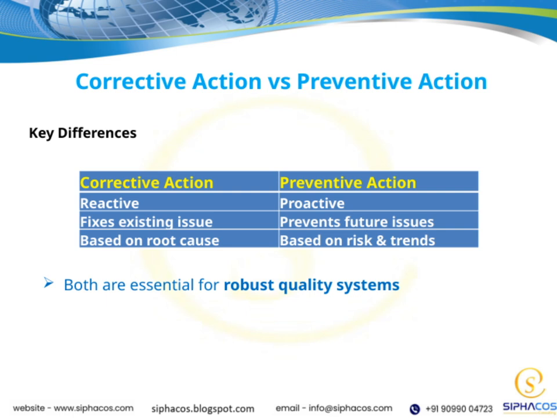The key difference here is that corrective actions are about fixing the problem once it's happened, while preventive actions are about preventing problems from occurring in the first place. This distinction is crucial because it highlights how both reactive and proactive strategies play vital roles in maintaining quality. By integrating both approaches, fixing issues and preventing future ones, we create more effective and resilient quality systems. This aligns with our overall goal of continuous improvement and risk management in our processes.